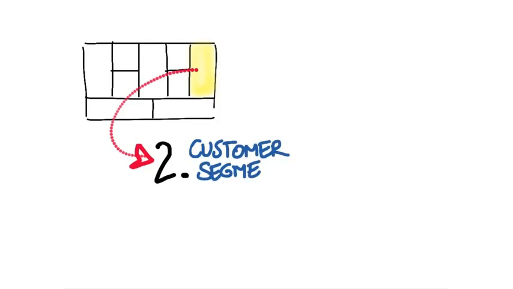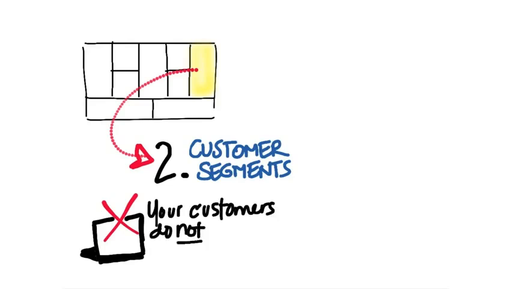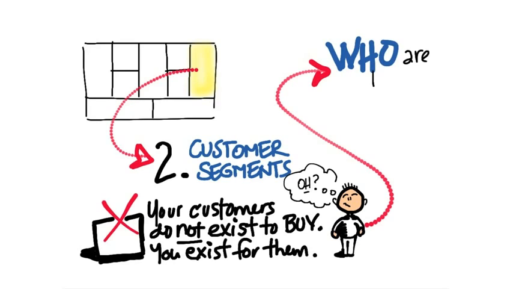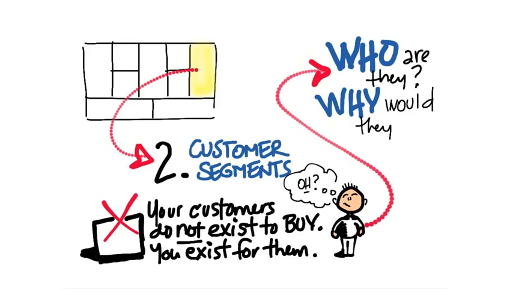Now, last time we talked about value propositions, but today we're going to focus on customer segments. One of the interesting things about customers is that customers don't exist to buy, you actually exist for them. And especially if you're a technology startup, that's really hard because you always think it's about your product. And it's hard to remember that it's actually about the people on the other side who are going to buy.